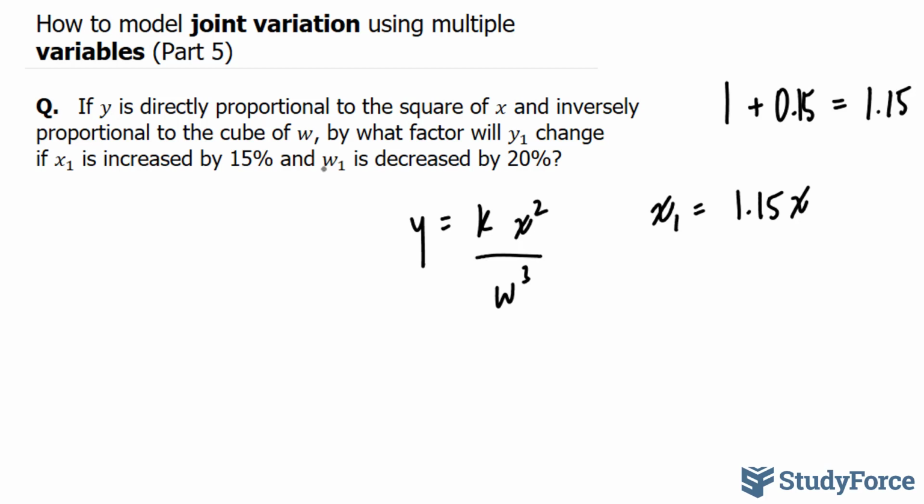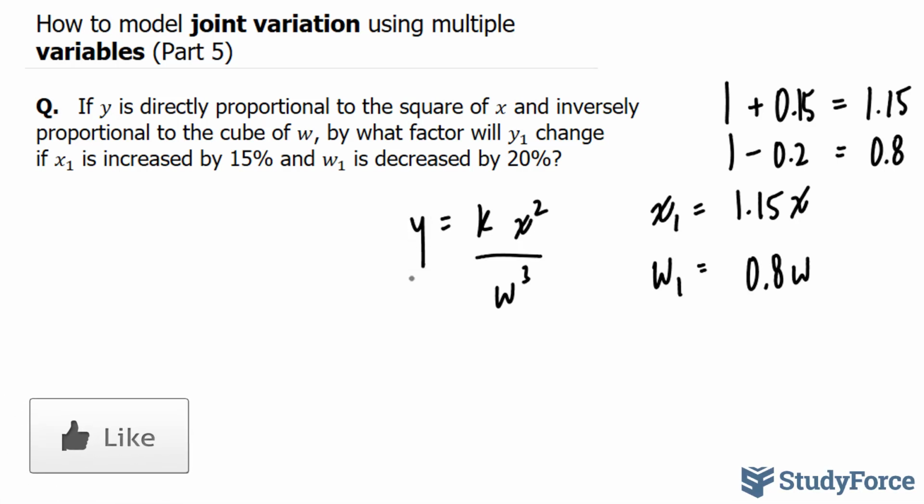Similarly, w, or our change in w, will be decreased by 20% of its original. That can be represented as 0.8w. Pretend that we had 1 and we're minusing 0.2, 20% of the original. You get 80% of what you had originally. Y, or the change in y, will be represented as y1. So let's rewrite all of these variables with the variable and the subscript 1.